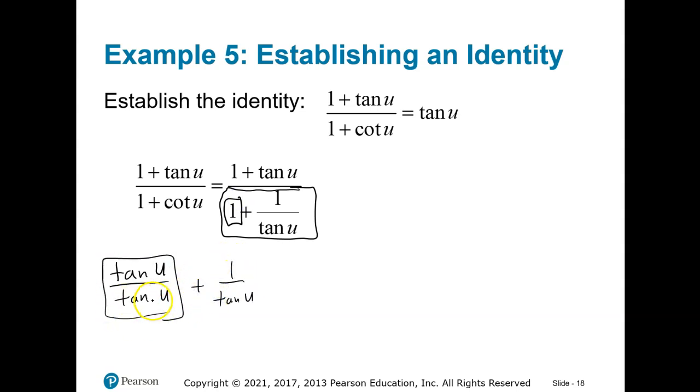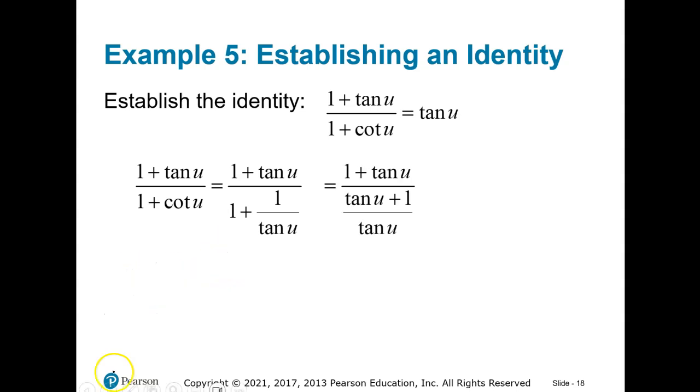All right, now I have a common denominator, so that is just tangent and then tangent plus 1. So that whole denominator simplifies to tangent plus 1 over tangent. And then because I'm dividing by a fraction, I can flip and multiply. So you can see what I'm doing here. Again, this kind of step is left out. It's 1 plus tangent u is what's here.